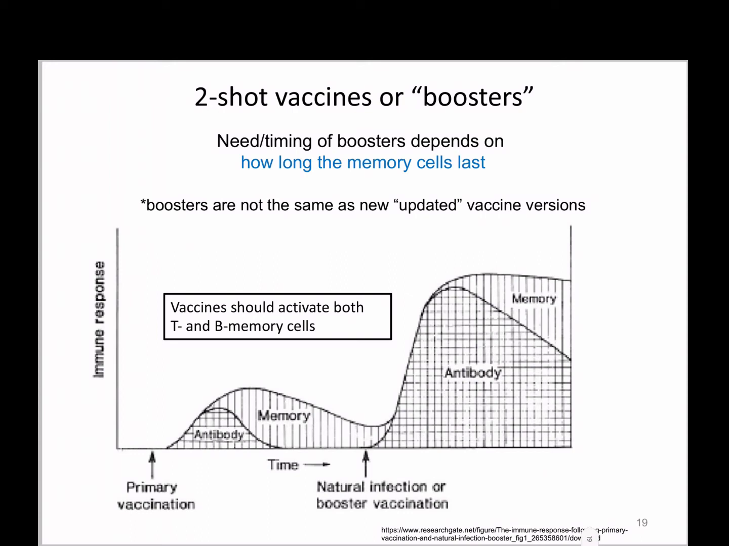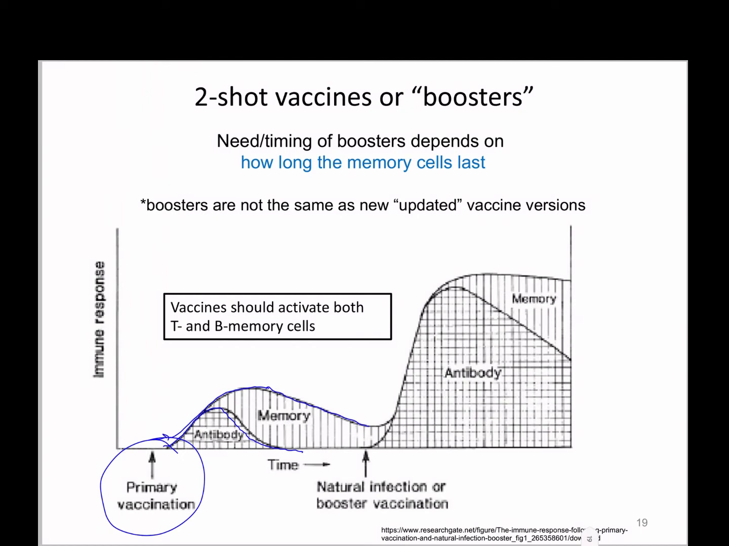There are other shots that are a 2-shot regimen, in which we call the second shot the booster. And what that's really coming from is how long those memory cells last after you got your first shot. So if you're getting your primary vaccination, you're waiting a couple of weeks, you're going to make your antibodies. Those are going to go down after a while if you haven't been exposed again. But you're also making those memory cells, and they're going to last longer.